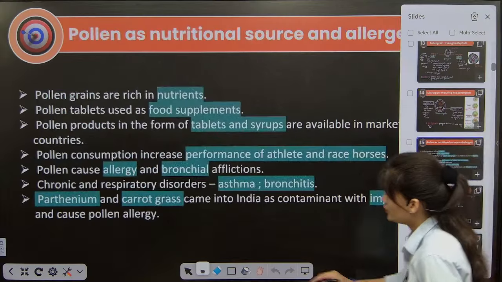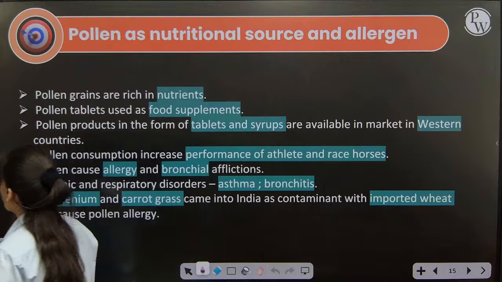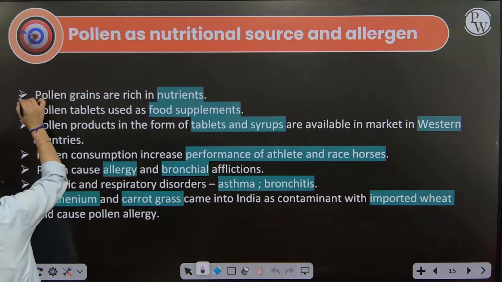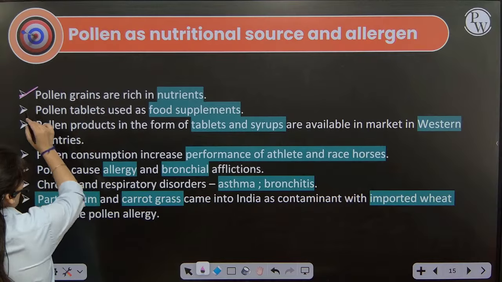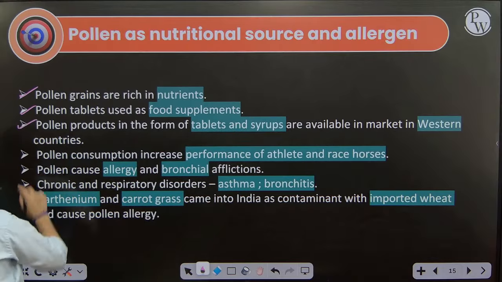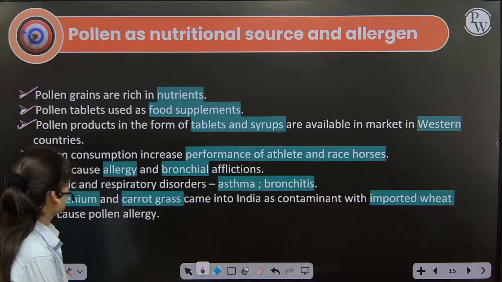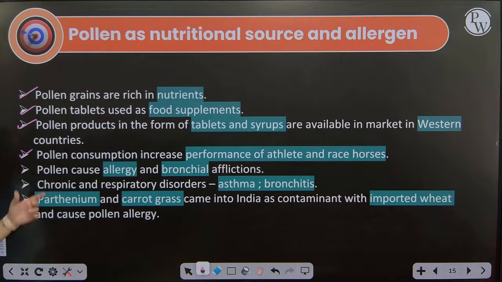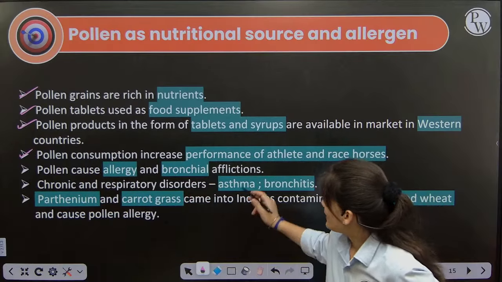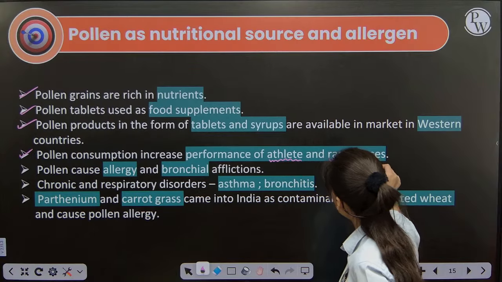Now, pollen as a nutritional source, as well as it creates some problems like causing allergy. Pollen grains are rich in nutrients. Tablets of pollen are used as food supplements. Pollen products in the form of tablets and syrup are available in the western countries market. Pollen consumption increases or enhances the performance of athletes as well as race horses.